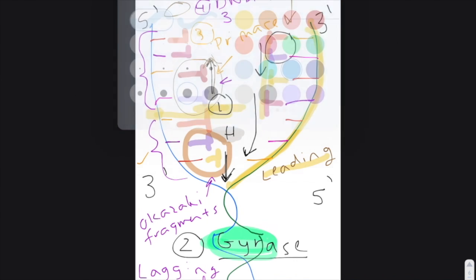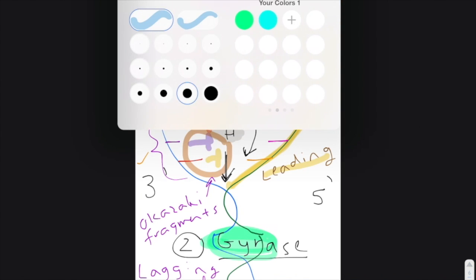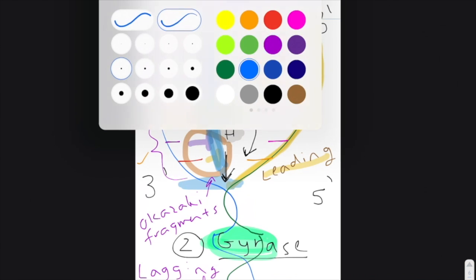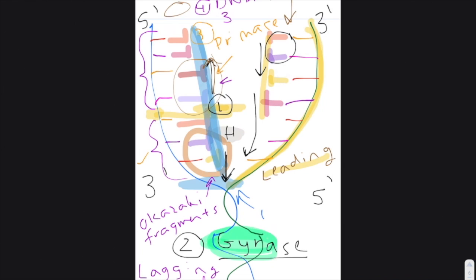That's when ligase comes. Ligase will come and fill in the gaps by placing that phosphodiester bond. So that way the Okazaki fragments can create a phosphodiester bond just like the rest of the backbone. And that is ligase. So that would be the fifth step.